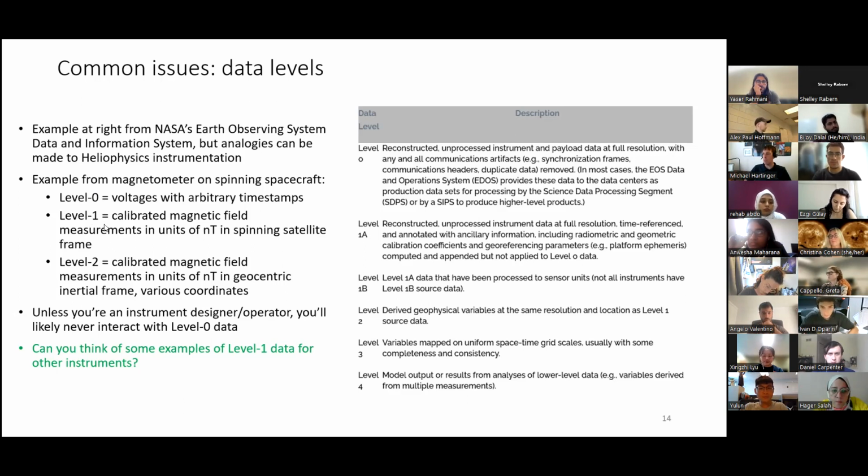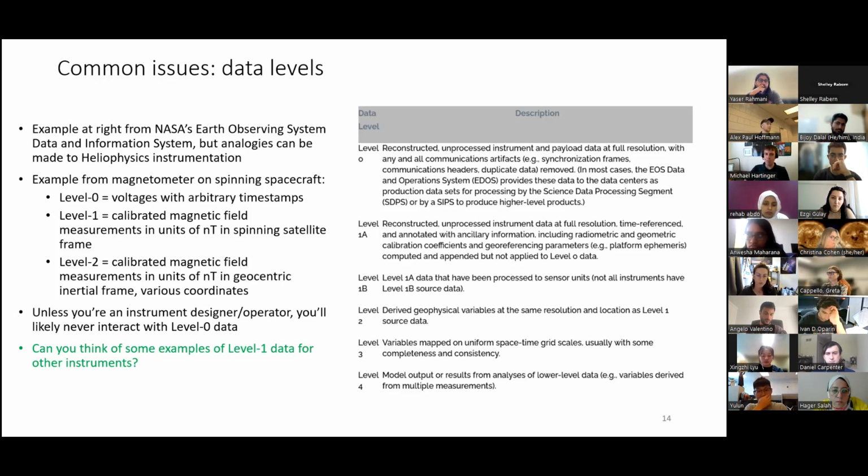And as another example for a magnetometer, your level 1 data might be in some weird coordinate system. If you're in a spinning satellite, it might be in the spinning frame of the satellite. That's not really useful to you because you want to know what the magnetic field is relative to where the Earth is or where the sun is, for example. So then you'll advance it to level 2, where you have actually calibrated magnetic field measurements in units of nanotesla and some geocentric inertial frame like GSE coordinates, GSM coordinates, or something like that. So this is just the concept of data levels.